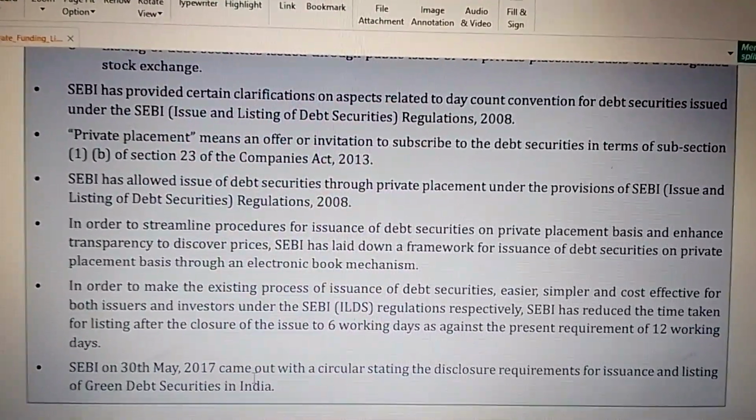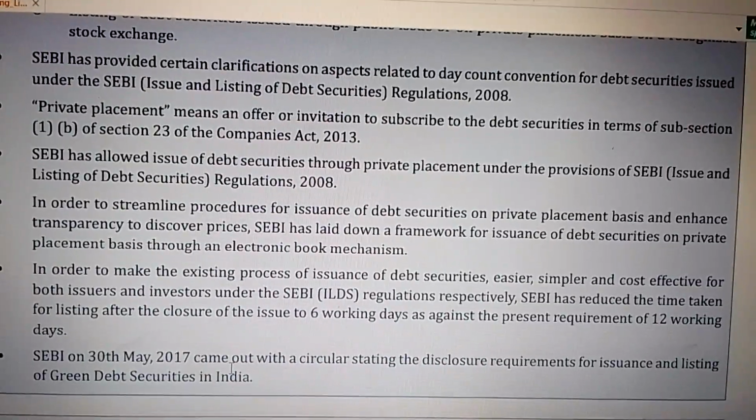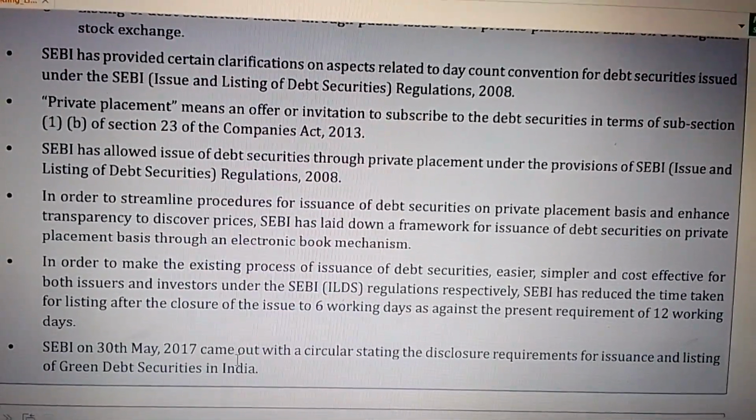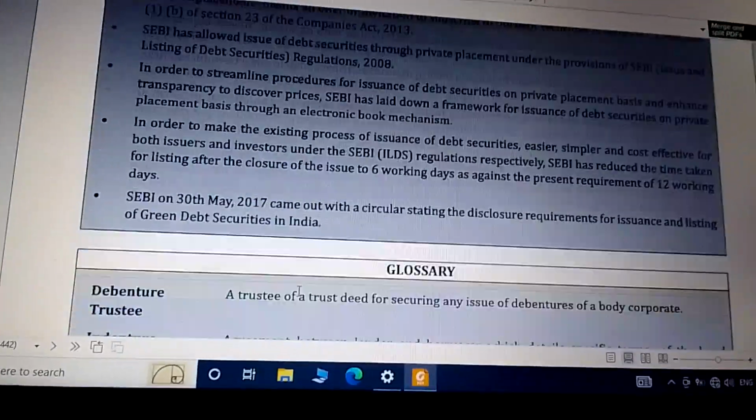SEBI has reduced the time taken for listing after the closure of the issue to 6 working days, as against the present requirement of 12 working days. SEBI on the 30th May 2017 came out with a circular stating the disclosure requirements for the issuance and listing of green debt securities in India.